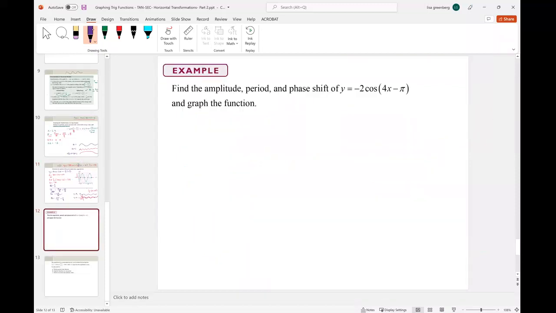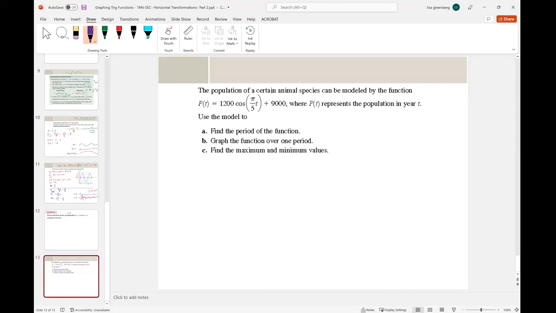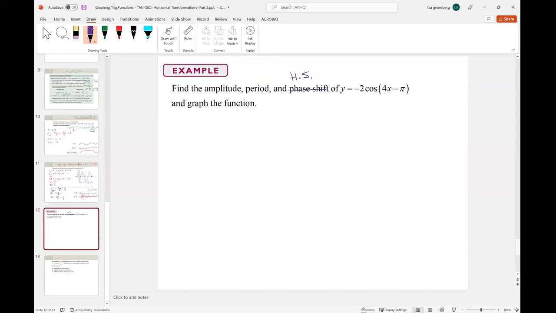So let's talk about something that looks like this. We're going to find these things. Let's just call this our horizontal shift, because I think that's a better thing that we need to worry about. And then we'll graph it. I'll show you how to graph stuff. Let me see what my last one is. Well, I only have one of those. If this isn't good enough, we'll make up one.